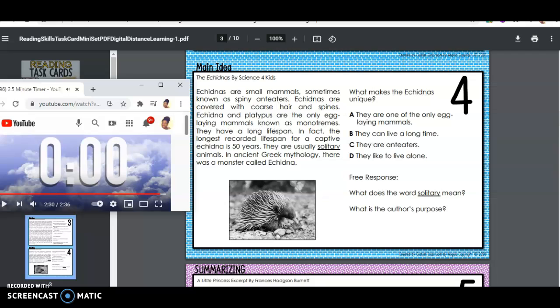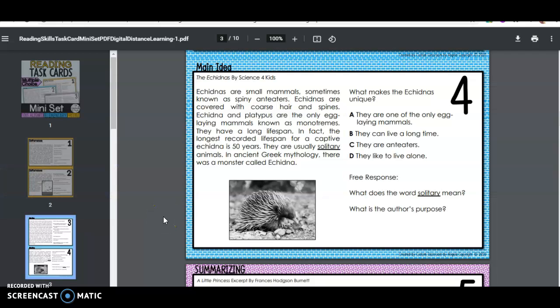All right, that is our time. Okay, so our question is, what makes echidnas unique? Now, all of these answer choices are going to be a little tricky, so pay close attention. We're looking for what makes them unique. First we have, they are one of the only egg-laying mammals. We have the text evidence for that right here. Echidnas and platypus are the only egg-laying mammals. If there's only 2 animals out of the entire world that are mammals that lay eggs, that makes them pretty unique, right? So A could be our answer.